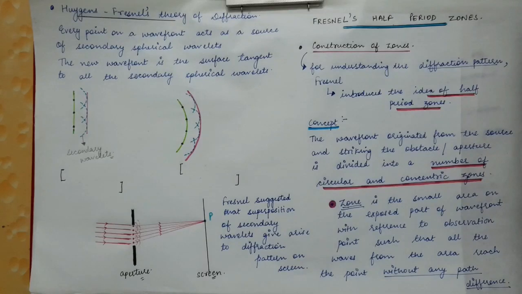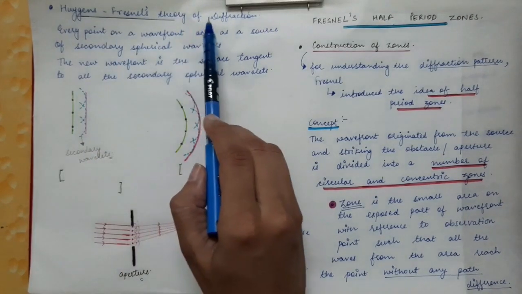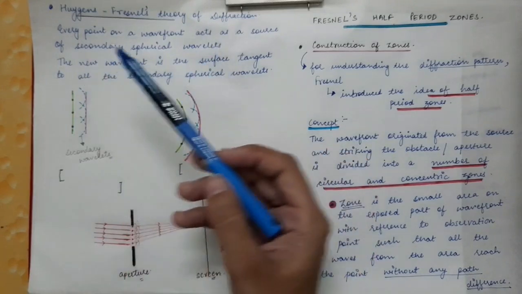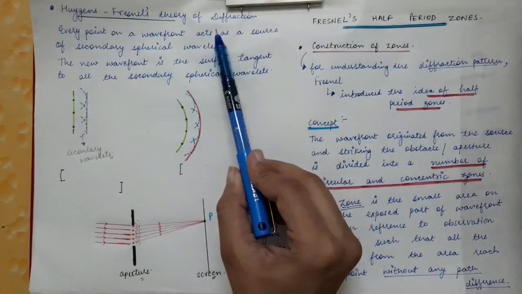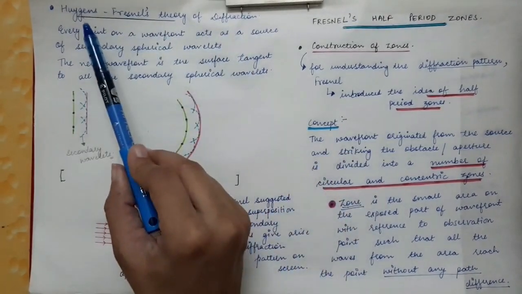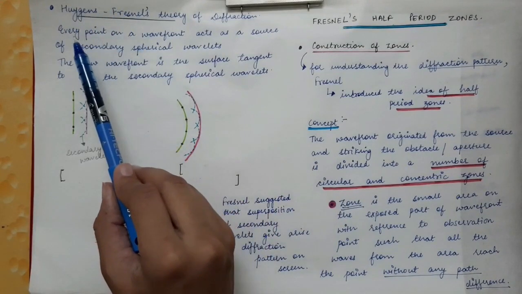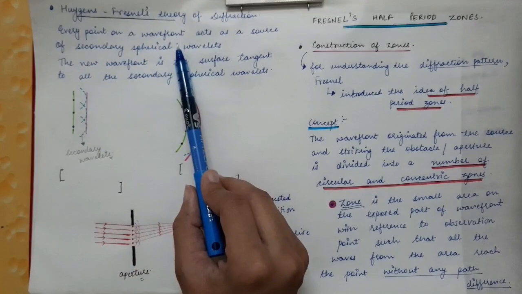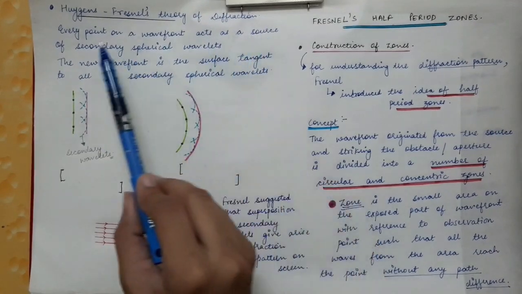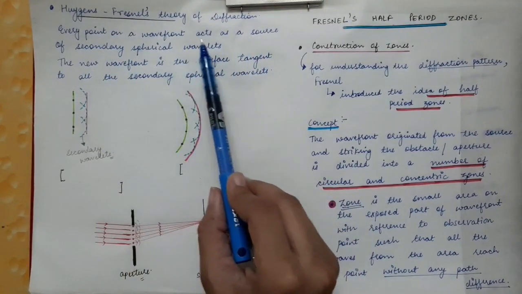In the previous lecture, we discussed the basic concept of diffraction and studied the Huygens-Fresnel theory of diffraction. So we are repeating the Huygens-Fresnel theory of diffraction. Now what is Huygens principle? Huygens principle states that every point on a wavefront acts as a source of secondary spherical wavelets.